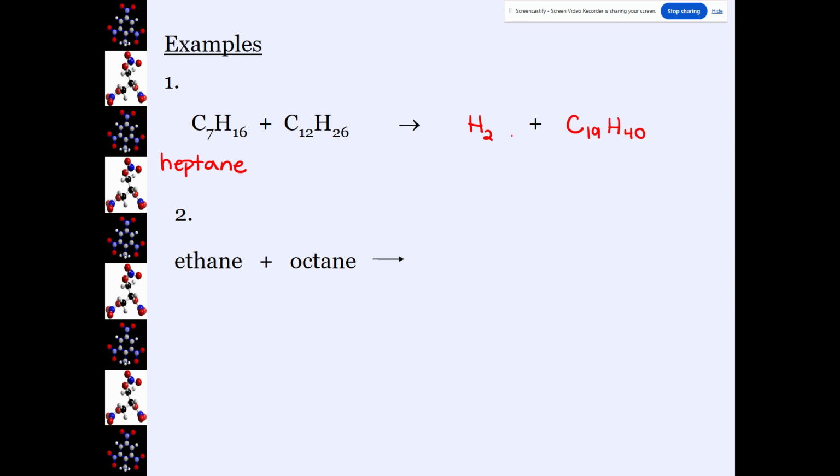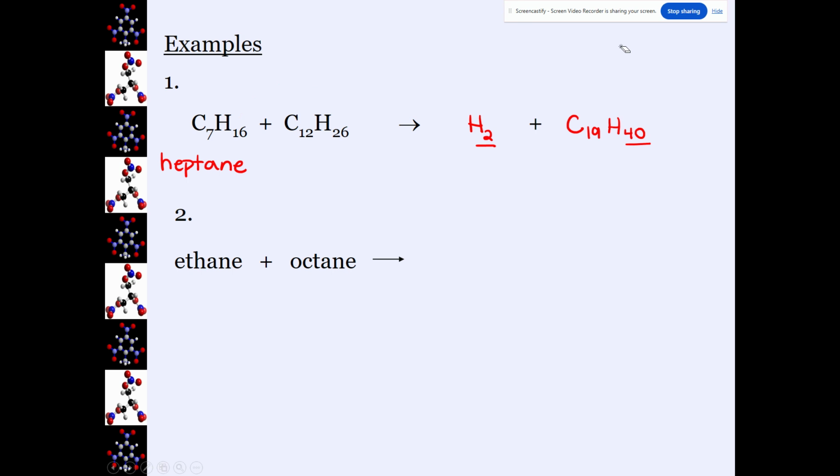Now this all balances, by the way. If I add these hydrogens together, 16 plus 26 gives me 42 hydrogens on this side. I have 40 here plus the other 2 here, which adds up to 42. Okay, so your carbons and hydrogens all balance. These don't all go together to make my hydrocarbon. 2 of them are left as my hydrogen gas product.